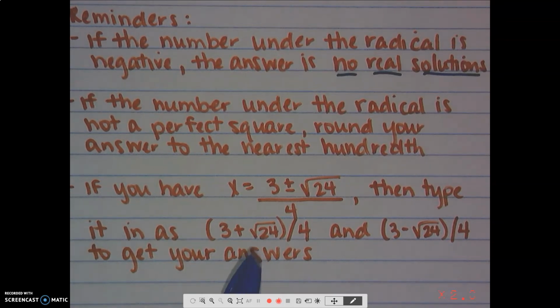And I just put again here how you're going to type those things in. These are the buttons that you would push to make sure that you have both of your answers and that the whole numerator is going to be divided by the denominator, not just part of it. And that's it.